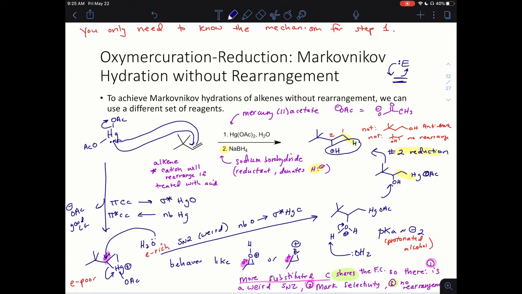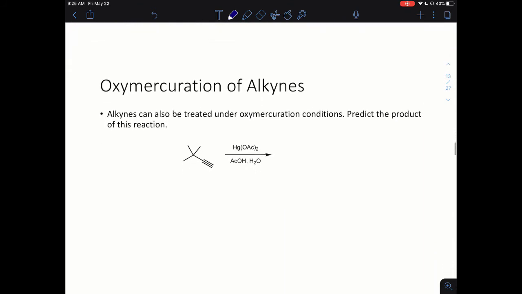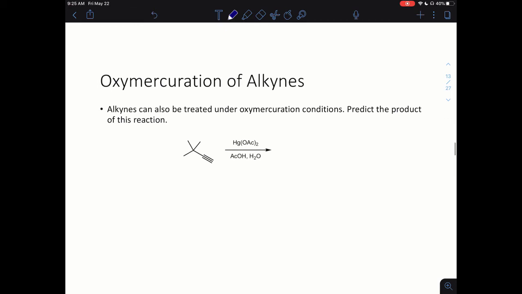I'm sure you're asking yourself many questions right now, one of which is, can an alkyne undergo oxymercuration? Yes, indeed. Yes, it can. So let's go ahead and predict what happens to an alkyne under oxymercuration conditions. You notice they're a little bit different than the conditions for an alkene. There is no reduction step separately from the oxymercuration. That's because there doesn't need to be one.